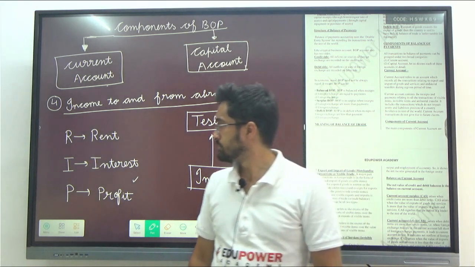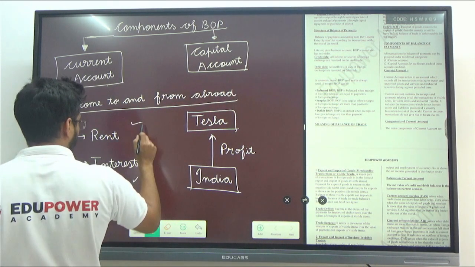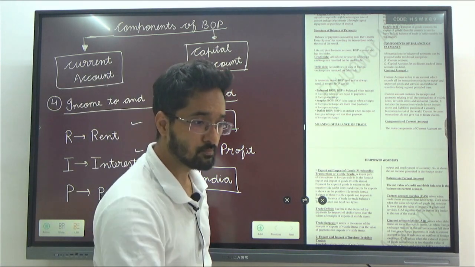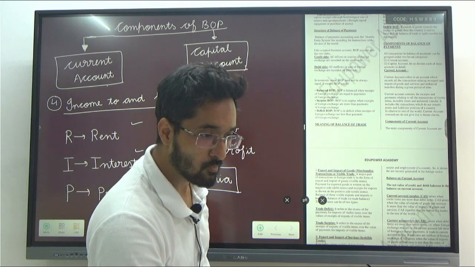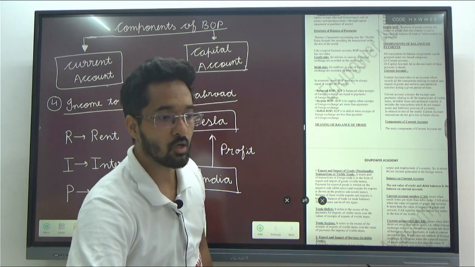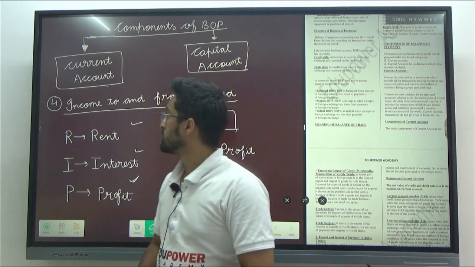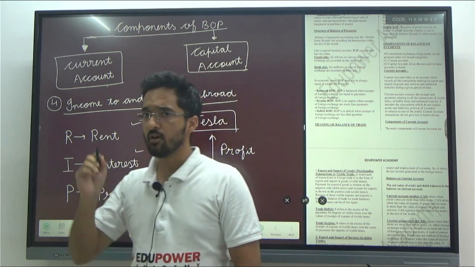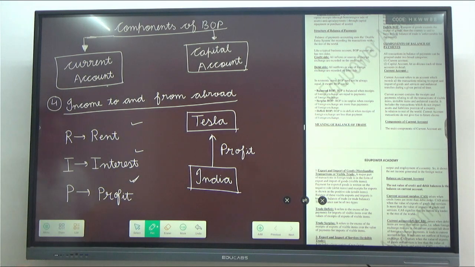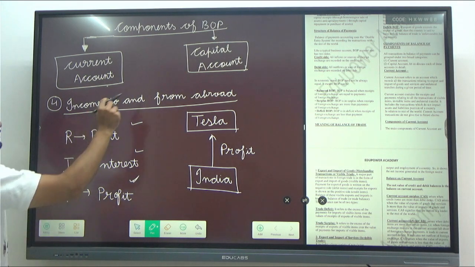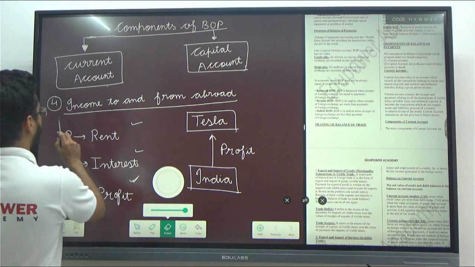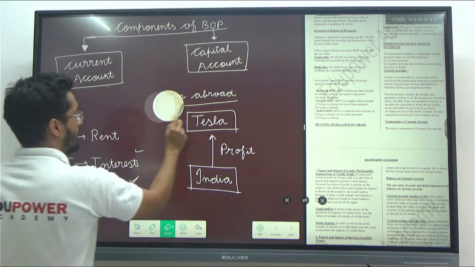So, this was rent, interest and profit. Students, we have discussed the current account. We have seen 4 heads in the current account, and the 4th head was rent, interest and profit. Now we are going to study the capital account. I will erase the current account part.